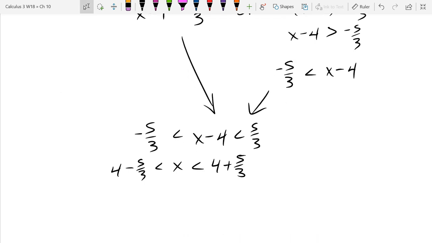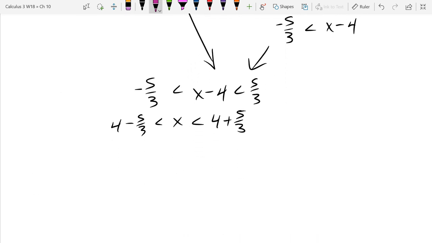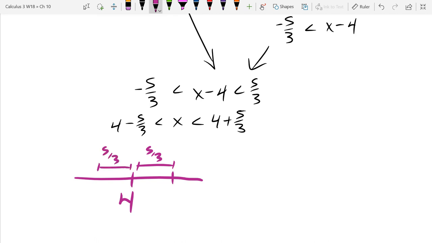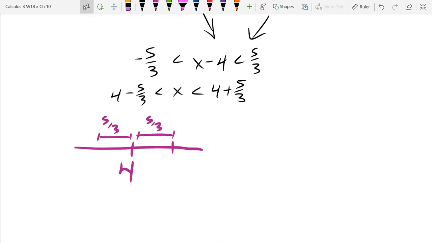All right, so this inequality is a little ugly to look at. I'm going to graph it on a number line. We already said it was centered at 4. How far do I go to the left and right? 5/3. So 5/3 to the left, 5/3 to the right. So we get to go 5/3 this way, and then 5/3 the other way. You could convert 4 into 12/3, but I'm just going to write this as 4 minus 5/3 and 4 plus 5/3.